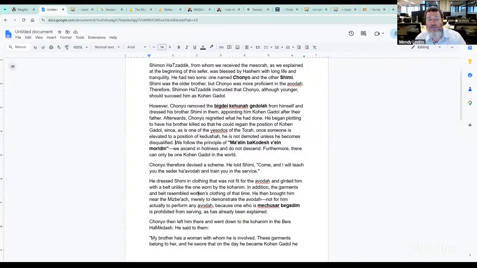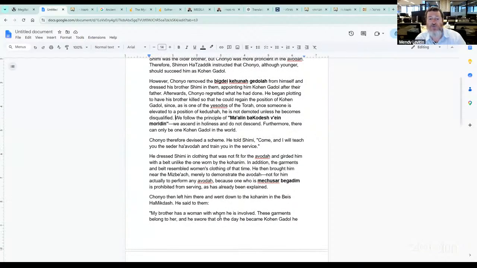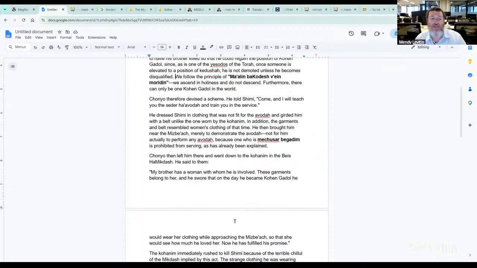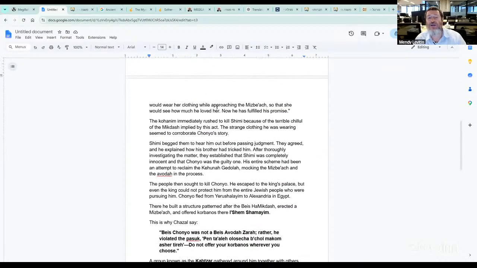What does he do? Chunya then left and went to the Kohanim in the Beis HaMikdash. He tells them, "My brother has a woman with him with whom he's involved, either his wife or his girlfriend. These garments belong to her, and he swore that on the day he becomes Kohen Gadol, he would wear the clothing while approaching the Mizbeach, so that she would see how much he loved her. Now he has fulfilled the promise." He says, "Look, my brother's wearing woman's clothing because he has a girlfriend. He wanted to show her his love, that the day he becomes Kohen Gadol, he's going to put on her clothing."